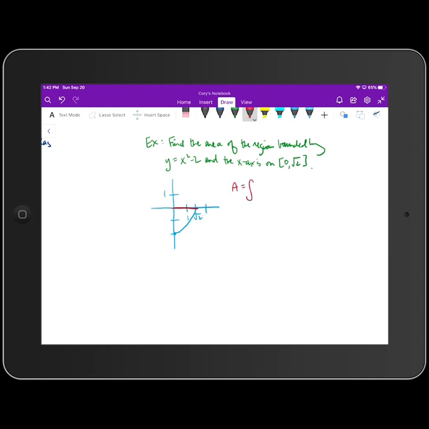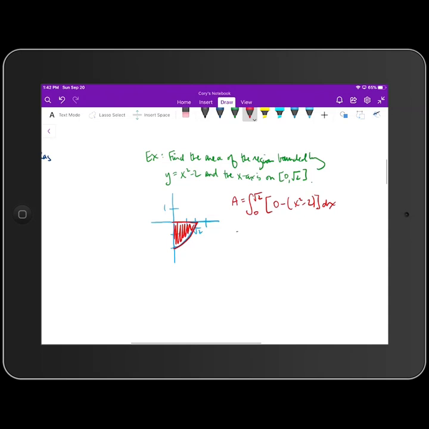So we're going to take the integral from 0 to rad 2 of the function that bounds the area from above, which is 0, minus the function that bounds the area from below, which is the function x squared minus 2. So I have to make sure that I subtract that entire quantity. Okay, so that's asking me to find the area enclosed by those 2 curves, which should be a positive quantity. So let's check and see if it is.